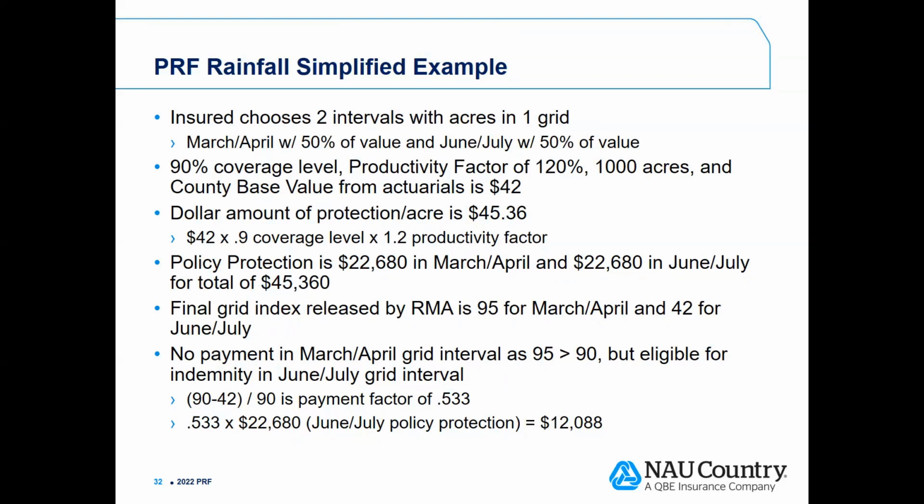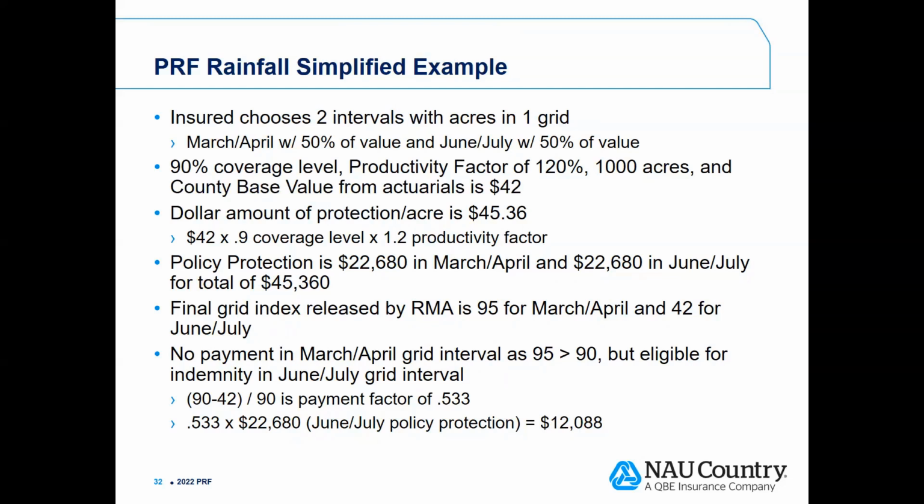This is just an example. It walks through what they bought, how many acres, what the county base value was from the actuarials. You can see that the dollar amount of protection went up to 45.36. Well, the way they did that was they bought the productivity factor up to 120, therefore increasing the county base value. That's what the productivity factor can do for you. It talks about March, April, what their protection is, June, July, what their protection is. RMA came out with a 95% of normal for March, April, so they bought the 90% coverage level, so no payment went out. And then it was 42 in June, July, therefore causing an indemnity to occur.